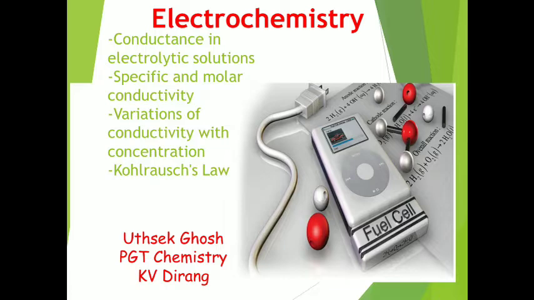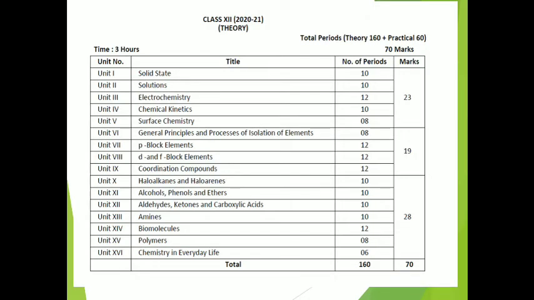Today we are going to discuss these four topics under electrochemistry, the third chapter or third unit in our class 12 chemistry syllabus. So as we know, electrochemistry is in the physical chemistry section. The first 5 units are from the physical chemistry section and it carries 23 marks in your final exam.